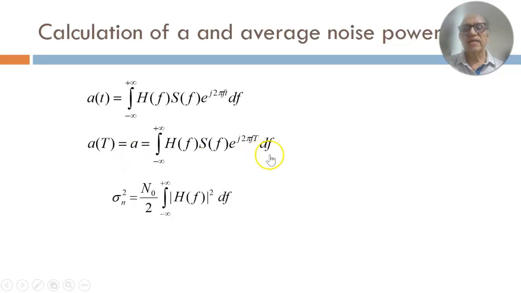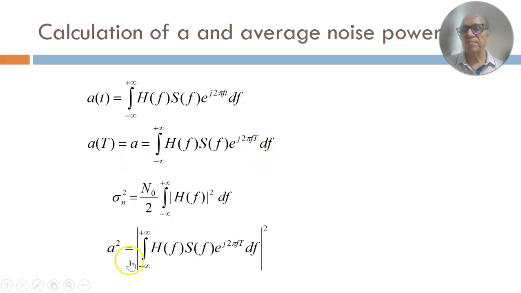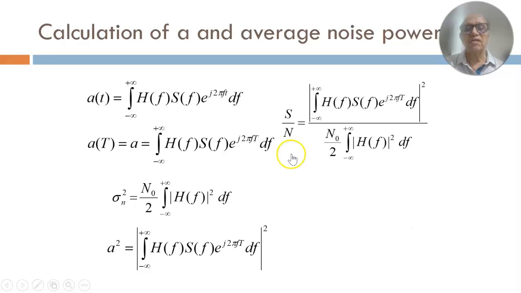And then you can calculate A squared, that is the signal power. So that is mod of this. We are interested only in power, so we take the mod of this and whole squared. So the signal to noise ratio is given by A squared divided by sigma n squared. So we substitute from here and we get this. So you can see that this signal to noise ratio is a function of H(f) for a given S(f).